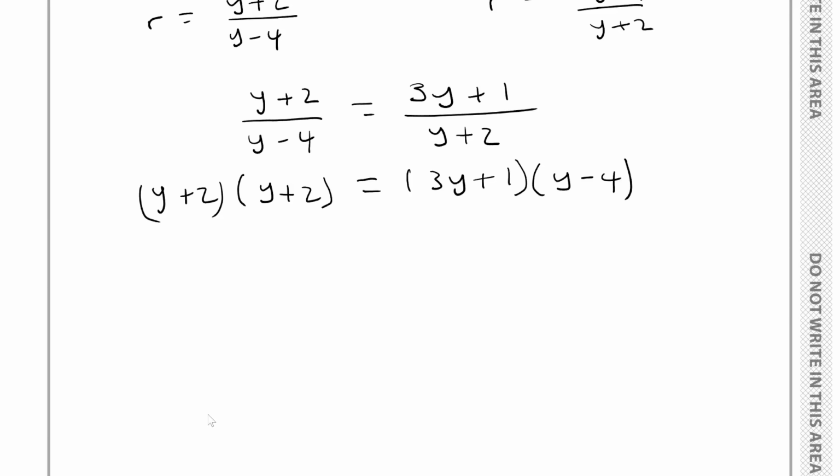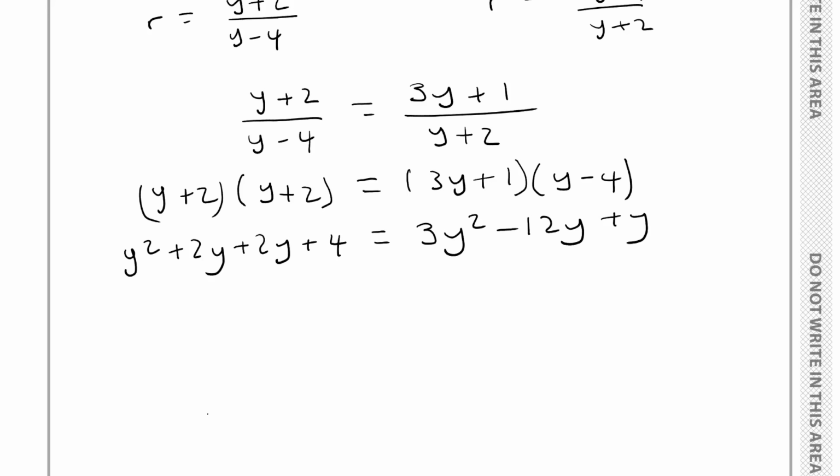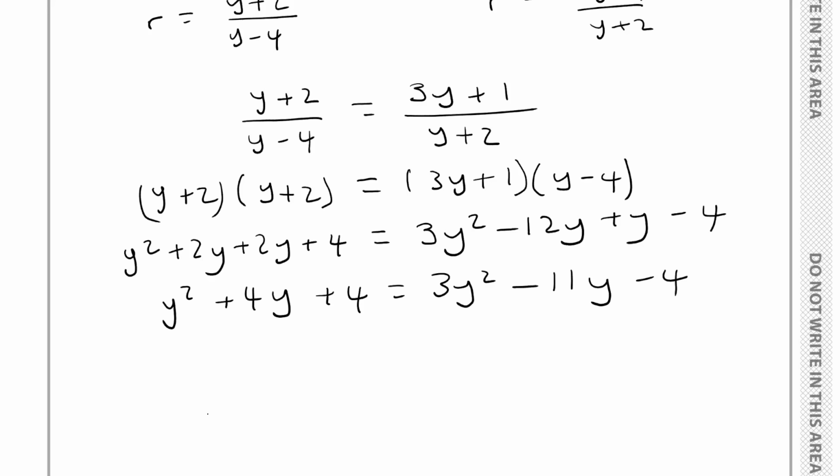I now just need to expand the brackets and make it equal to 0. And then I'll have my quadratic to solve. So expand the brackets: y times y is y squared, y times 2 is 2y, 2 times y is 2y, and 2 twos are 4. 3y times y is 3y squared, 3y times negative 4 is negative 12y, 1 times y is y, and 1 times negative 4 is negative 4. So we've got y squared plus 4y plus 4 is equal to 3y squared minus 11y minus 4.